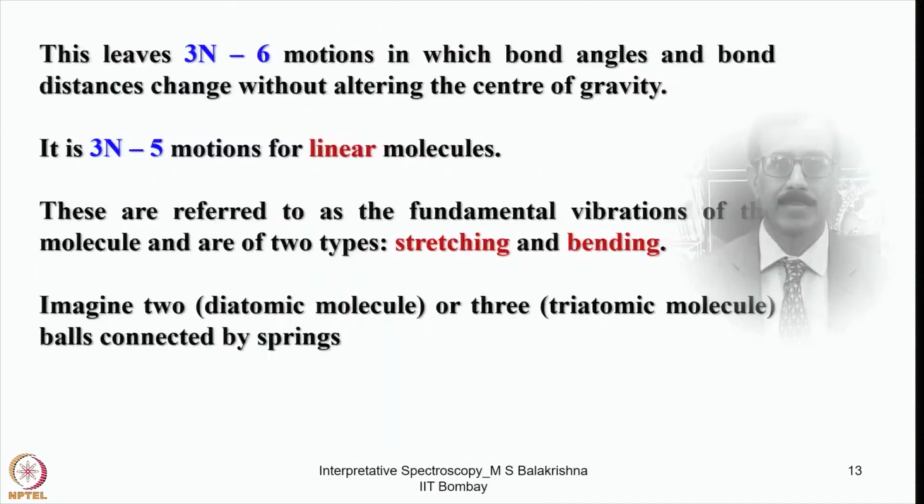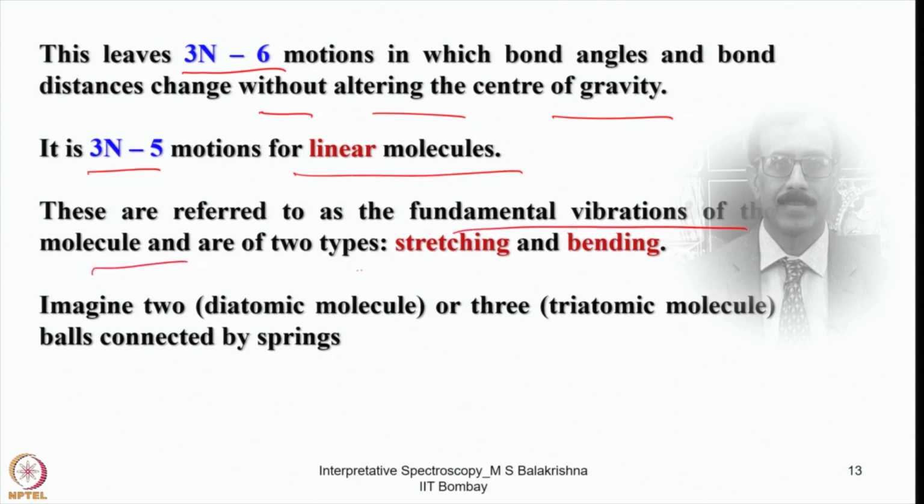This leaves 3n minus 6 motions in which bond angles and bond distances change without altering the center of gravity. That means it is 3n minus 5 motions for linear molecules. These are referred to as fundamental vibrations of the molecule and are of 2 types: one is stretching and one is bending. Imagine a diatomic molecule, 2 or 3 balls connected by a spring.